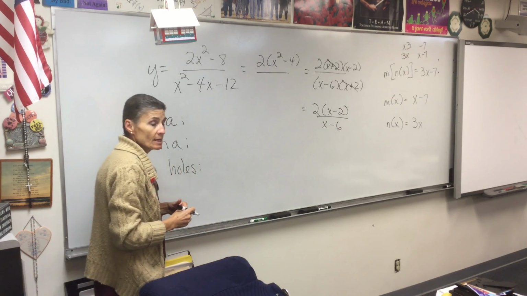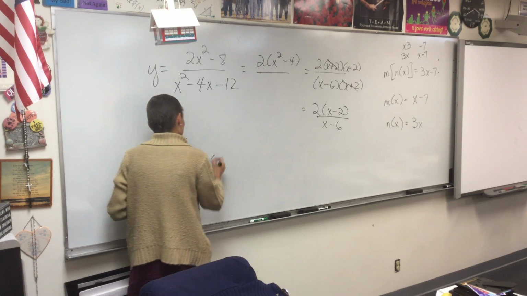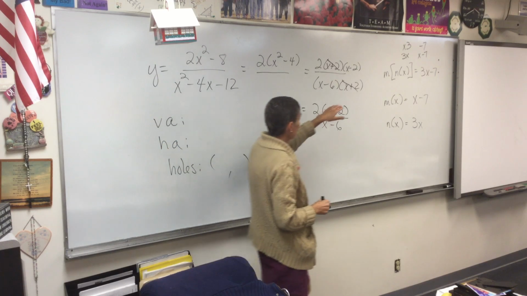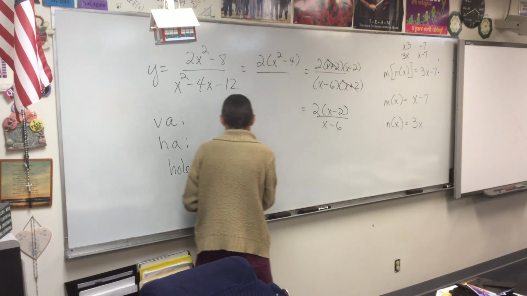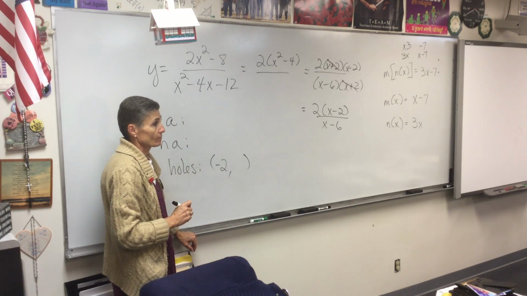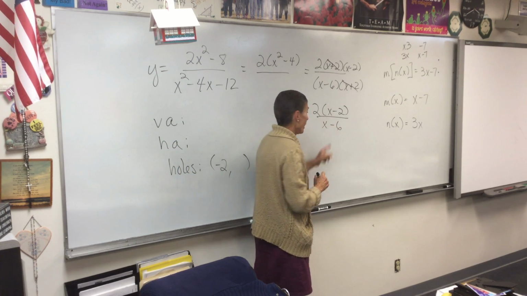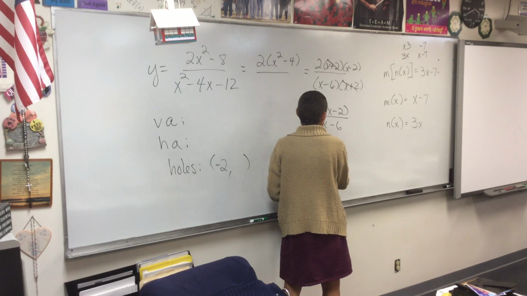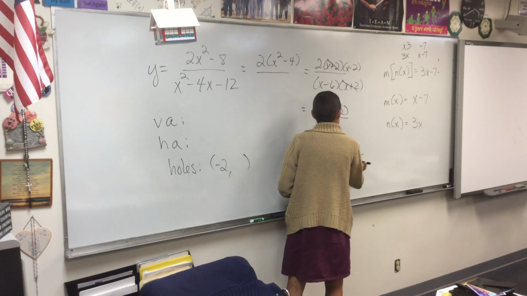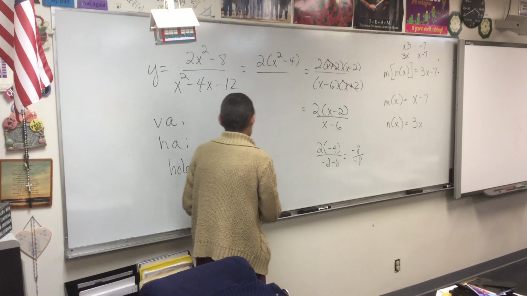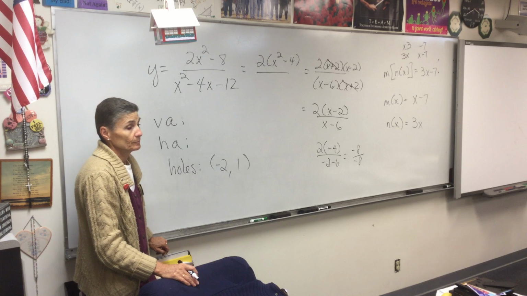Correct. Now, because we canceled, we're going to have a hole. And the hole is going to be at the opposite of whatever canceled out. So it's going to be at negative 2. Plug it in. Now I will take that negative 2 and plug it back into my problem. 2 times negative 4 over negative 2 minus 6. So that's negative 8 over negative 8, which is 1. So my hole is at negative 2 comma 1.